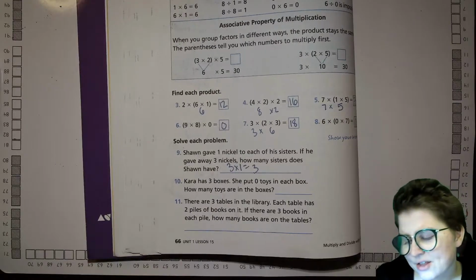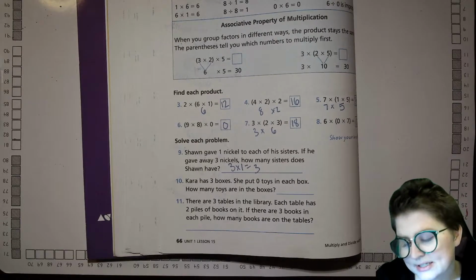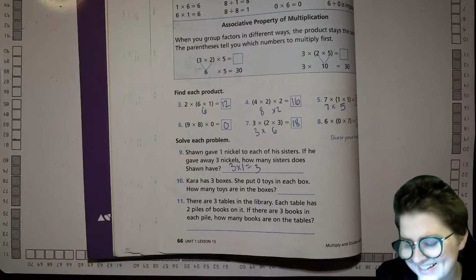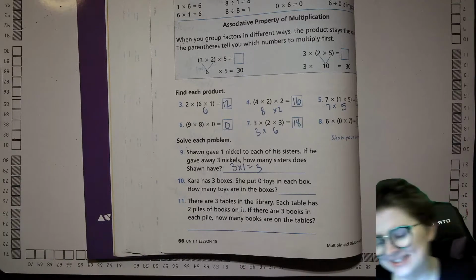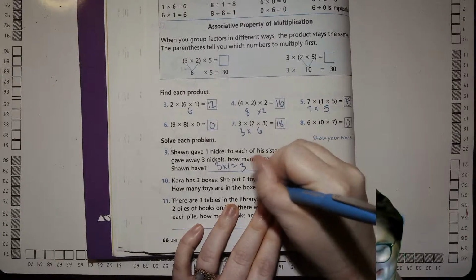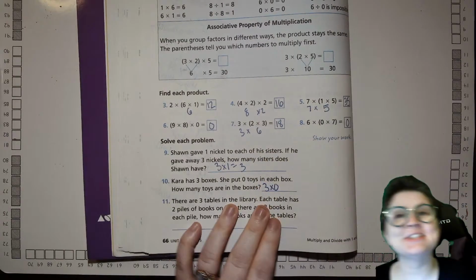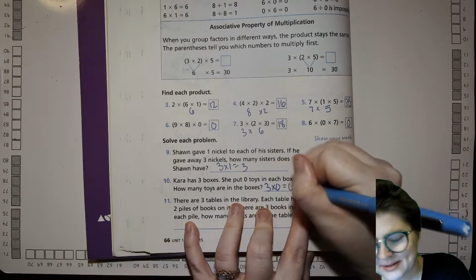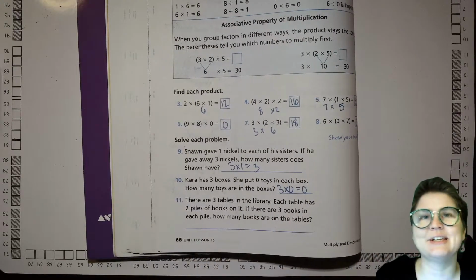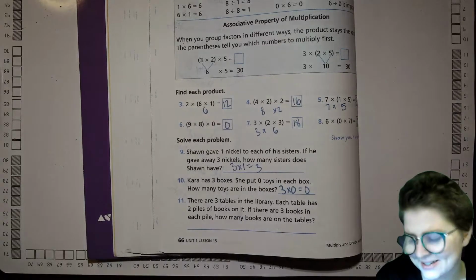Kara has 3 boxes. She put 0 toys in each box. How many toys are in the boxes? So she has 3 times 0, and what's that? 0, right? No toys. They didn't appear all of a sudden now that she started putting none of them in boxes. That doesn't make any sense.